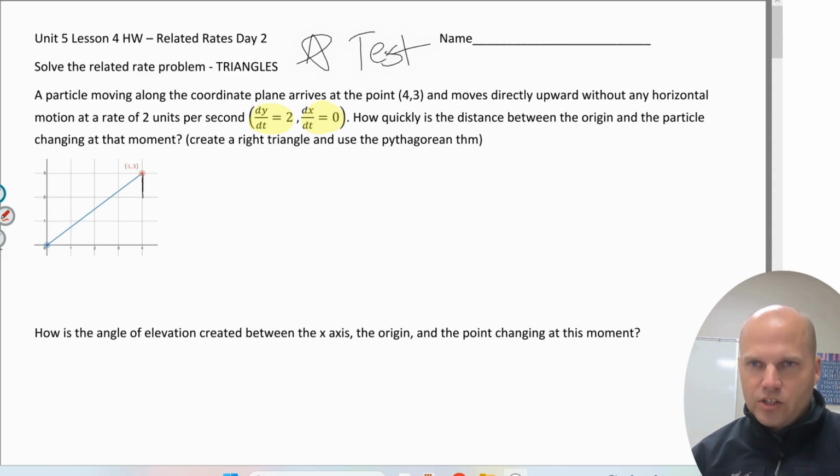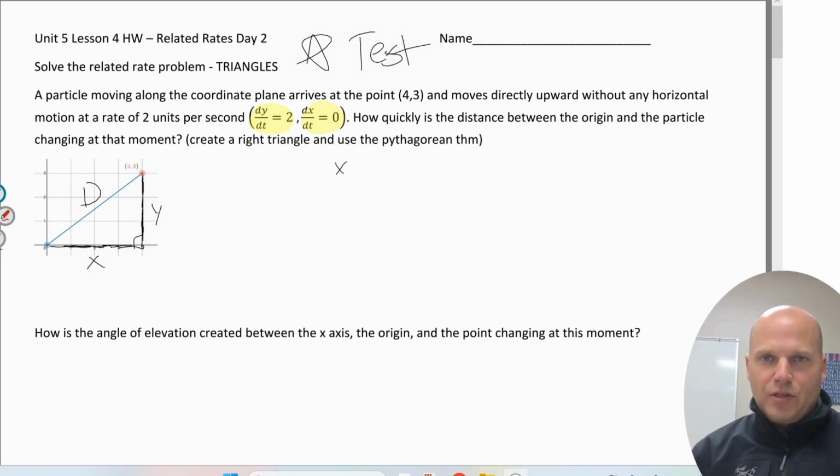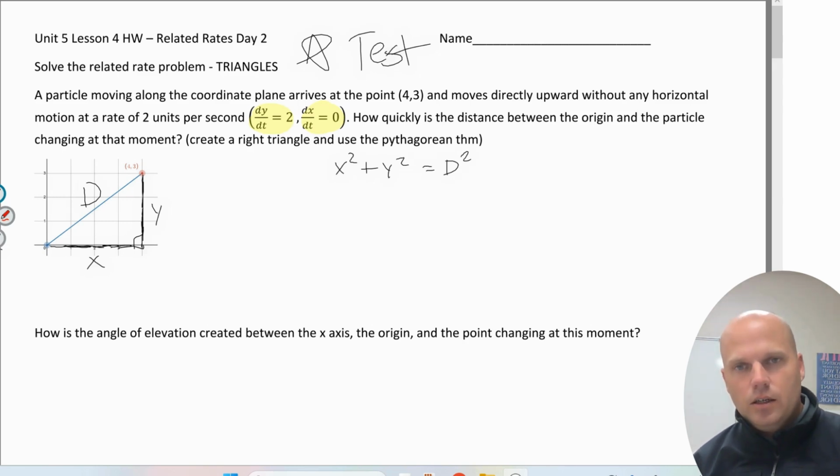Well, we have to understand that points are x and y displacements. So this x distance is 4, this y distance is 3. We have this diagonal distance, and we've created a right triangle where the Pythagorean theorem kind of dominates the relationship between the side lengths and the hypotenuse and the distance.